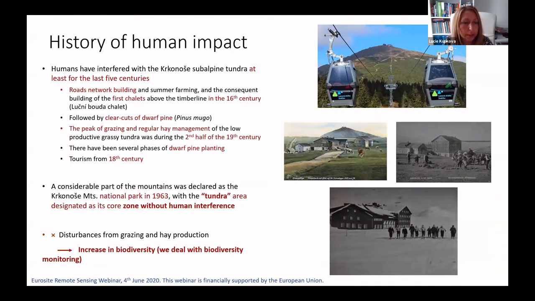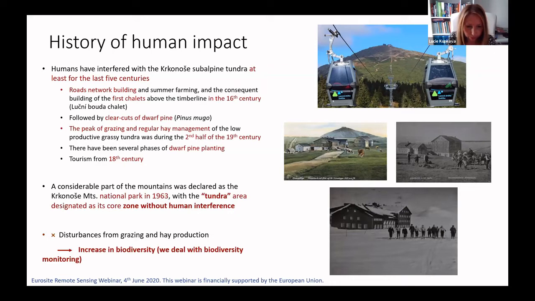What is important, just to say several words about human impact, because it goes back to the 16th century, and there were really extensive management practices like grazing and hay management, especially in the second half of the 19th century, dwarf pine plantings and also clear cuts. And in 1963 the national park was established, and tundra was designated as a zone without human interference. And there is the question of what is better for biodiversity: some management practices, or to be here without human interference.